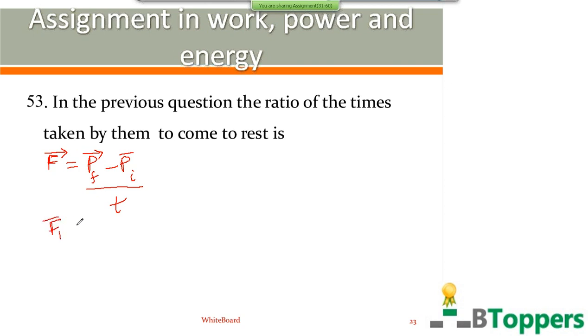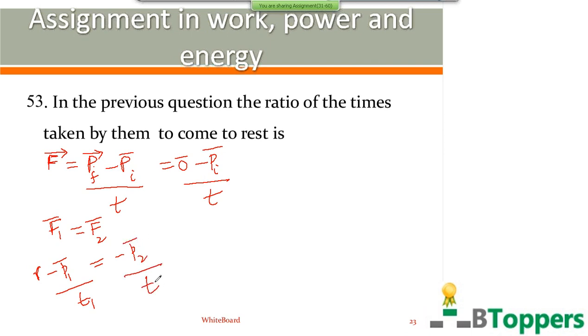Here both the bodies are brought to rest by applying equal retarding forces. You can write F1 bar equal to F2 bar. F1 bar represents the retarding force on the first particle. F2 bar represents the retarding force on second particle. So final momentum of each particle is zero here. So retarding force on the first particle you can write minus P1 bar by T1. P1 bar is the initial momentum of the first particle. The negative sign indicates that the retarding force acts opposite to the initial momentum of the particle. F2 bar is the retarding force on the second particle, which you can write minus P2 bar by T2. P2 bar is the initial momentum of the second particle.